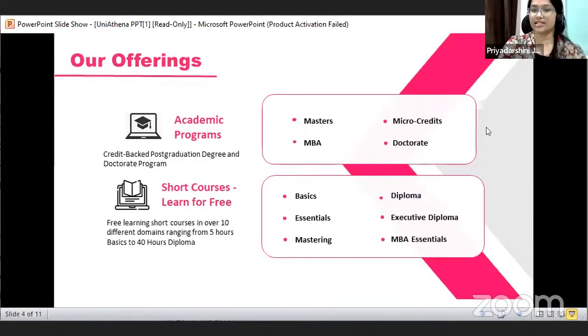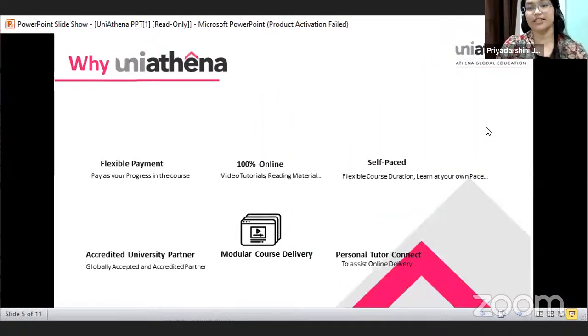Now we have master's courses, MBA courses, micro-credit courses, and we have doctorate courses as well. Yes, you heard it right, doctorate courses as well. We have some short courses for free learning, in which you can get the learning free of cost and do it at your own pace. We have basics, essentials, mastering, diploma, executive diploma, and MBA essentials, all for your benefit. You can have a look at the site and get the benefit, all the free courses as well.